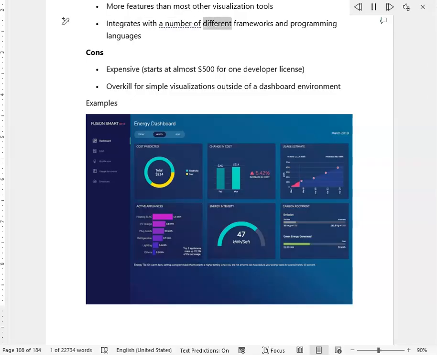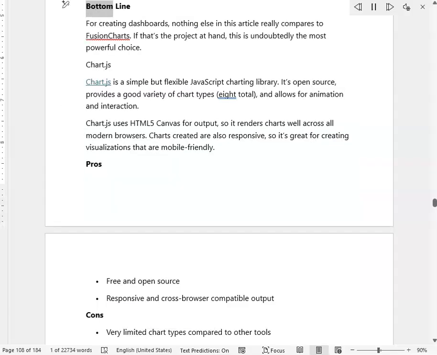Integrates with a number of different frameworks and programming languages. Cons: expensive. Starts at almost $500 for one developer license. Overkill for simple visualizations outside of a dashboard environment. Examples. Bottom line. For creating dashboards, nothing else in this article really compares to Fusion Charts. If that's the project at hand, this is undoubtedly the most powerful choice.